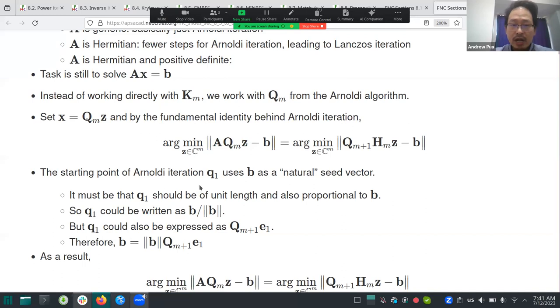When you're finding a seed vector in the context of solving a system of linear equations, perhaps a vector of ones might not be the best idea. What they suggest is to use b as a natural seed vector, but because q1 has to have unit length, it should be b divided by the norm of b. Some algebra will allow you to show that q1 could also be expressed as Q_{m+1} times e1, a vector that has one in the first entry and zeros everywhere else. As a result, b could be written this way. The book is not very explicit about this part, so I put this down here.